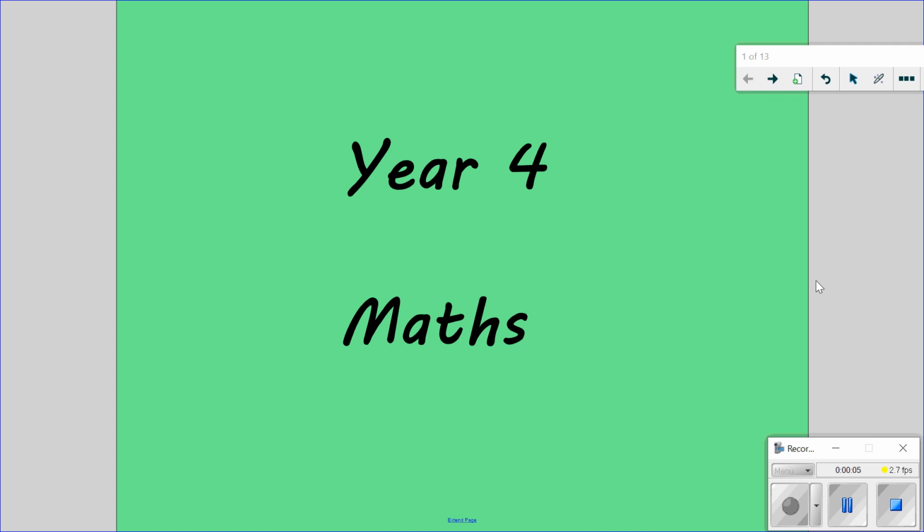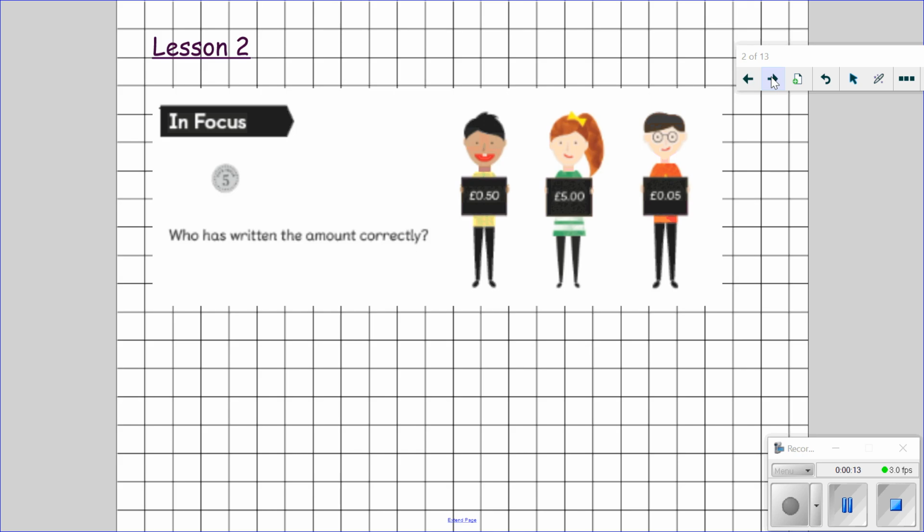It's Miss Bellis here. I hope you are well, and today we're going to be carrying on with our maths topic on money. So here is the in focus. We have a 5p coin here, and it asks who has written the amount correctly. I've got Ravi, Holly, and Charles have had a go at writing this, but who is correct?